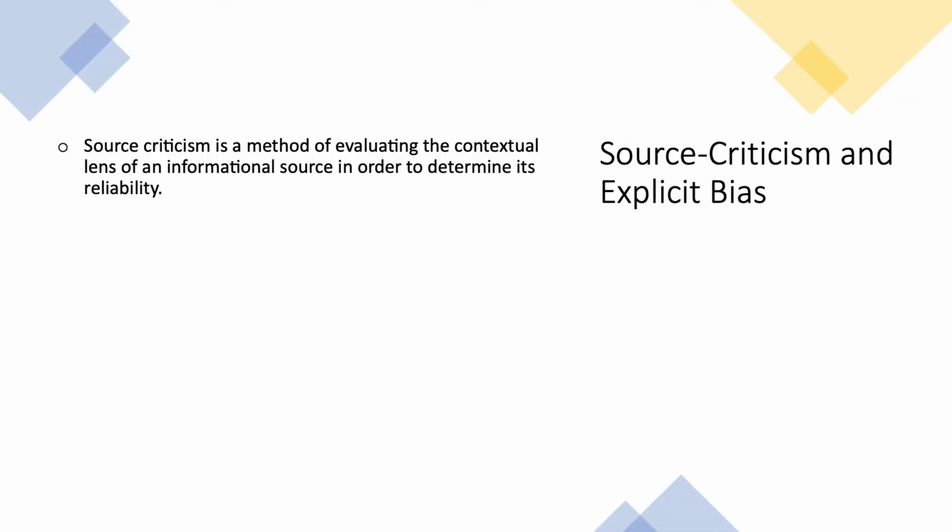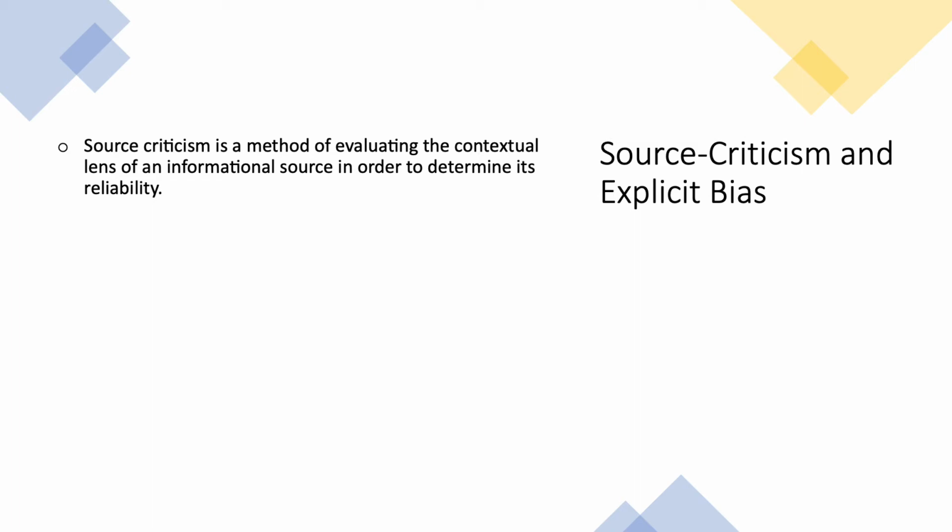So this is where we get into the idea of source criticism. In the humanities, source criticism is a method of evaluating the contextual lens of an informational source in order to determine its reliability. So this is kind of like if you've been in an English literature class and your teacher said something like, okay, before we read The Adventures of Huckleberry Finn, we need to be aware that the ideas in here about race are problematic.